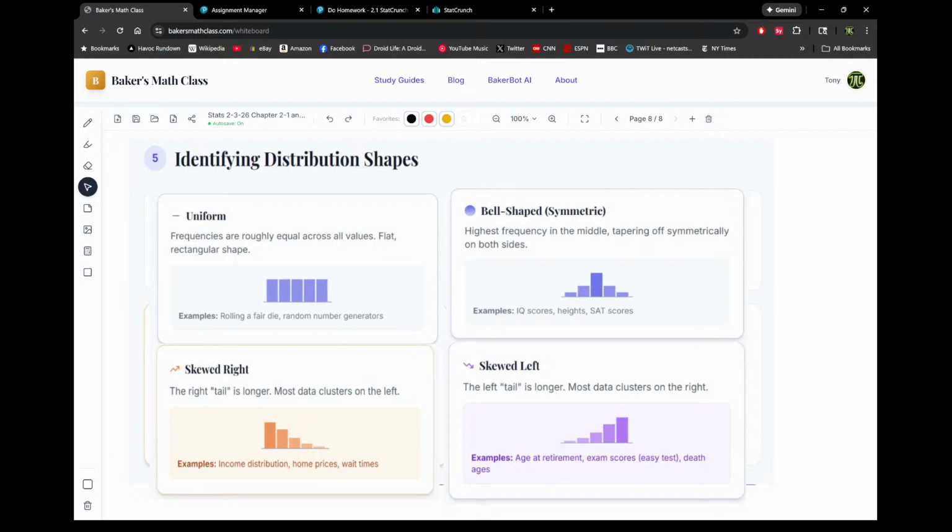Skewed left, age of retirement. A lot more people retire later than earlier. So if you retire really young, you're going to be in that tail, and you'll pull the retirement age down. Or a really easy exam test: a lot of people are going to pass and get great grades, but you're still going to have some people on that low end. So when you're looking at skewing left and skewing right, you look at the tails and not the peaks.